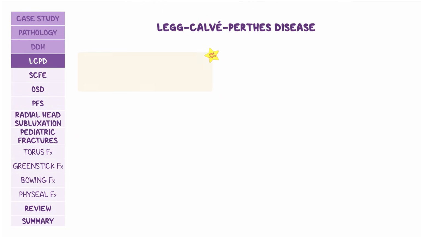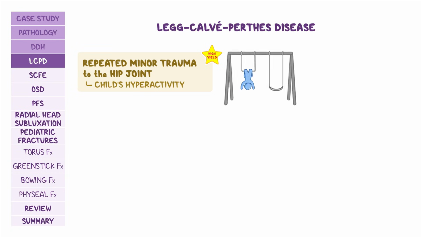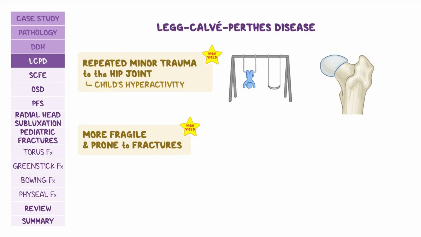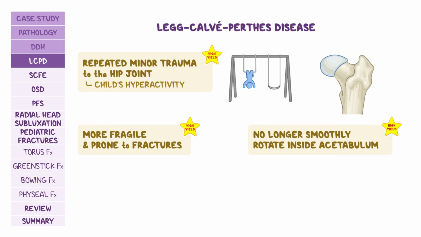However, the main risk factor to keep in mind is repeated minor trauma to the hip joint, which might be associated with a child's hyperactivity. In any case, over time, the femoral head becomes more fragile and prone to fractures. Over time, the weakened bone may lose its normal round shape and become flattened, so it can no longer smoothly rotate inside the acetabulum.